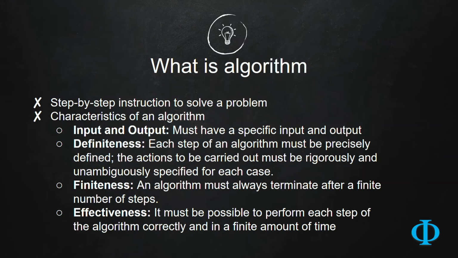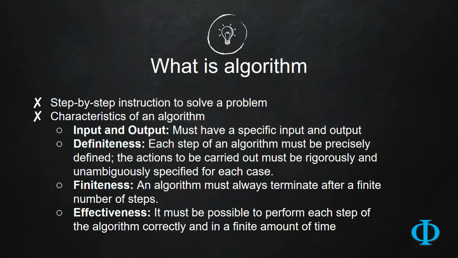Now, when we are talking about the step-by-step instruction to solve a problem, we call it an algorithm. In this slide, you can see the characteristics of an algorithm. So whenever we are talking about step-by-step, there are some characteristics. The first one is input and output. Whenever you are writing a program or trying to solve a problem, first you have to decide what is an input and what is an output. What is the output expected?